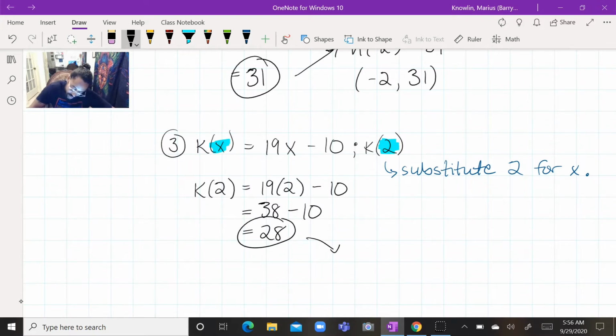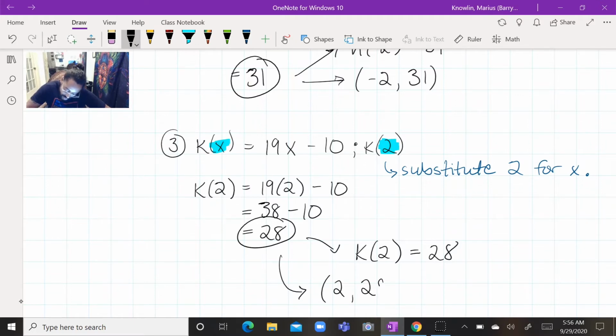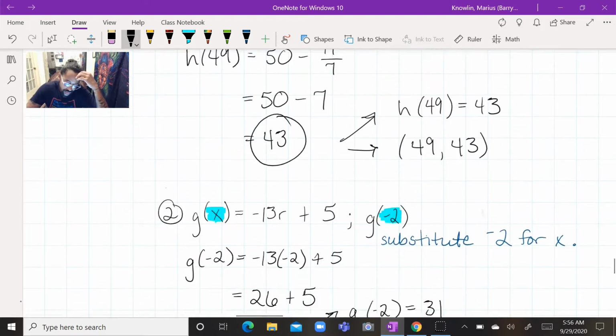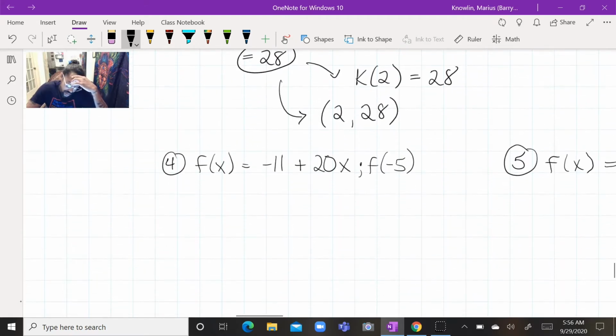So we could write that a few different ways. Okay? We could write that as, not h of, but k of positive 2 equals positive 28, or we could write it as an ordered pair, and we could write when x equals 2, y equals 28. Okay? So, let me go back and change that. That should be g right there, and that first one was h. Alright, let's go ahead and take a look at number 4.